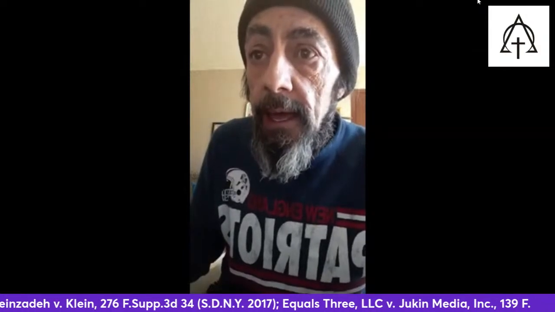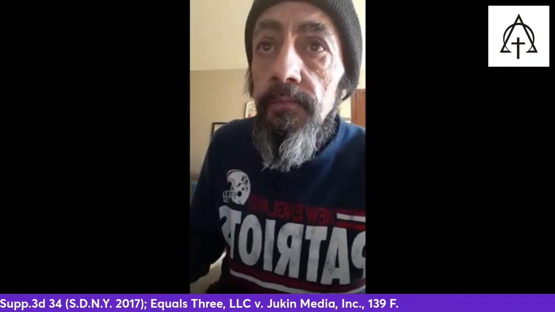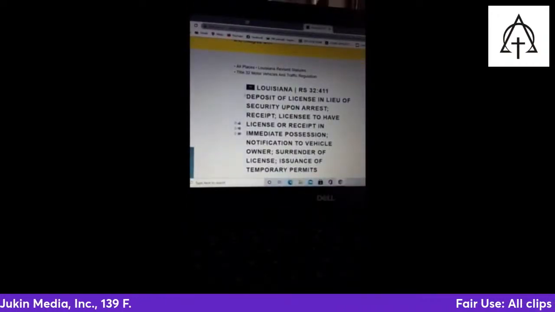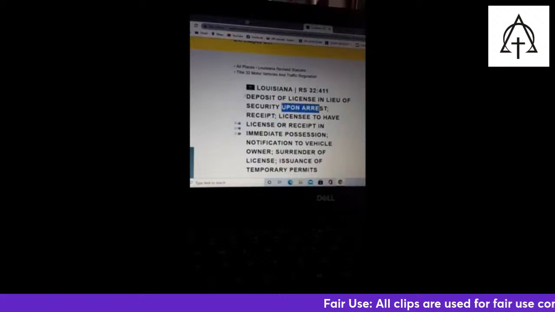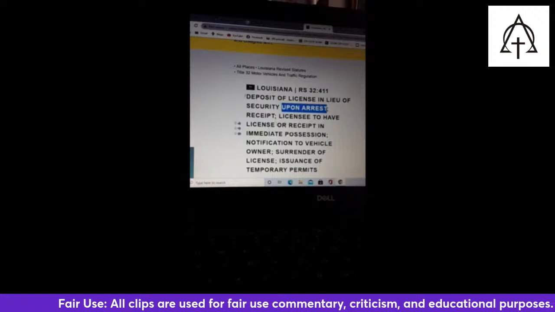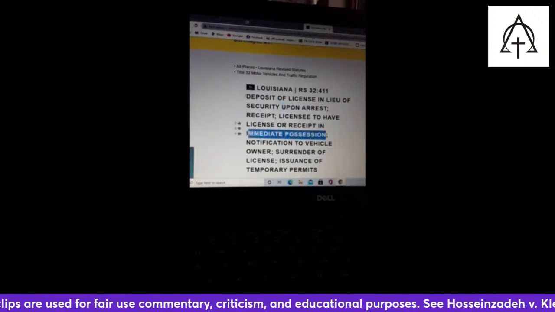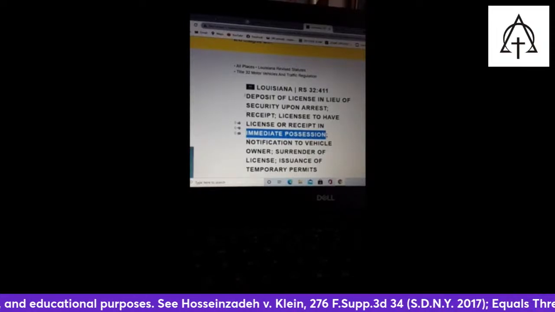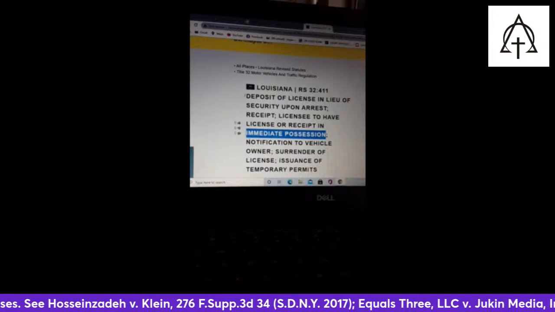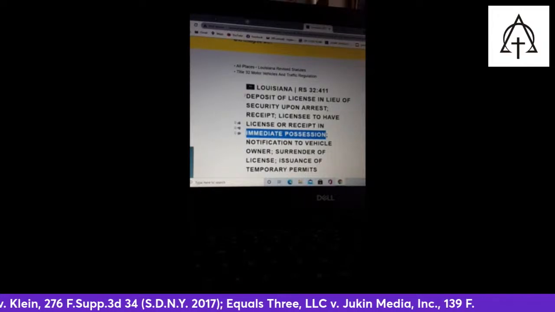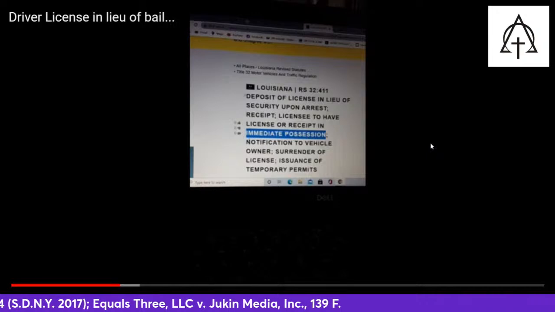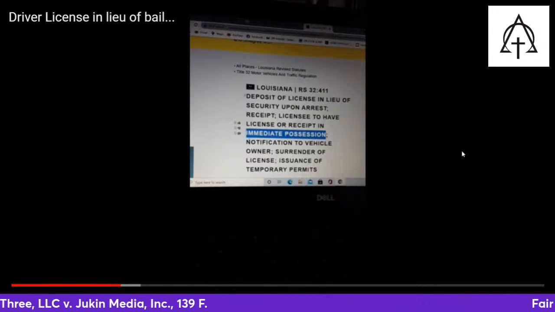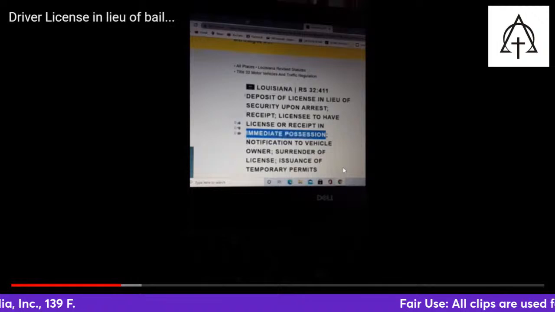And said, in lieu of any other security, Louisiana also mentions it as a security. Deposit of license in lieu of security upon arrest. Receipt, license to have, or licensee to have license or receipt in immediate possession. Remember what I spoke about yesterday? We talked about customs duties 19 CFR 113.40, and where they talk about satisfaction of lien. Satisfaction of lien is released by remitting a receipt to them. A receipt is a handwritten statement saying that you release them of their lien. That's all it takes, folks. That's all it really takes.